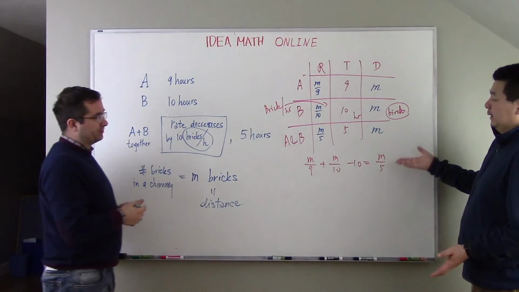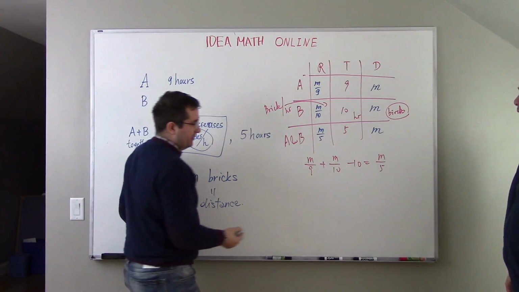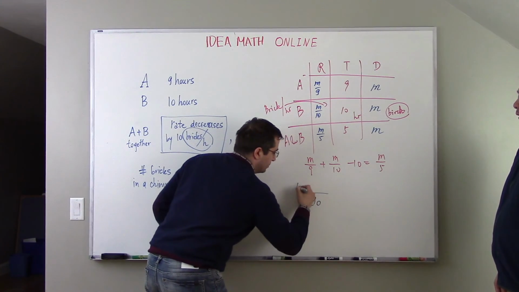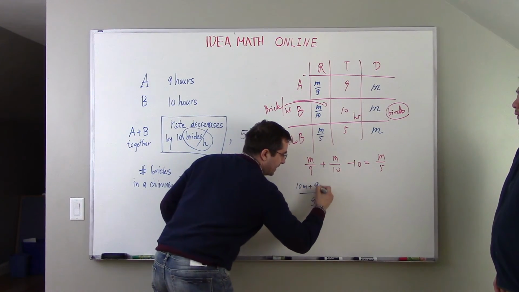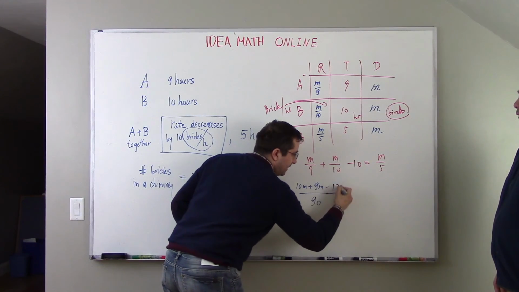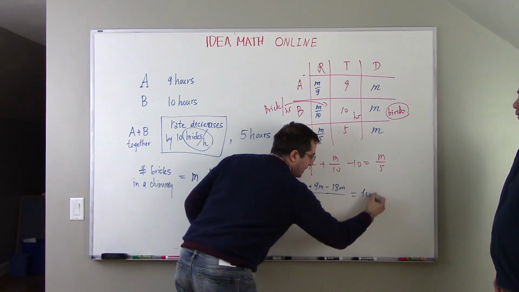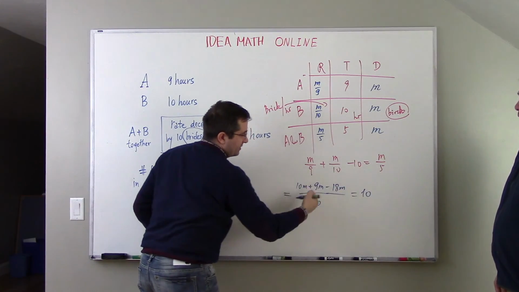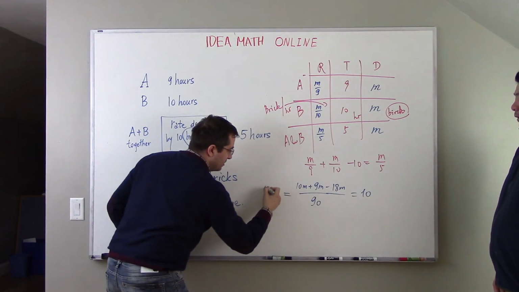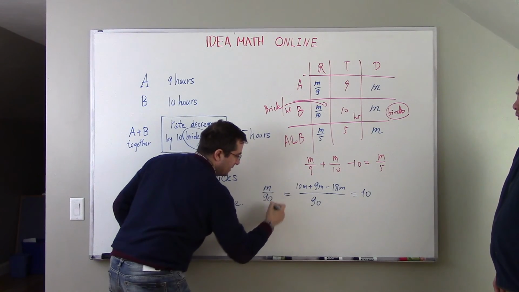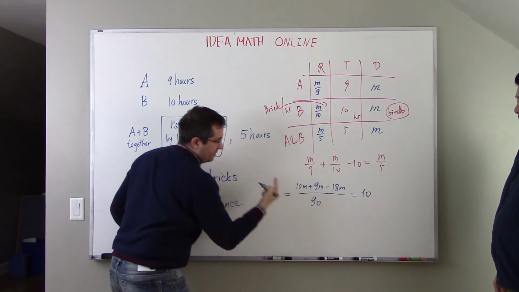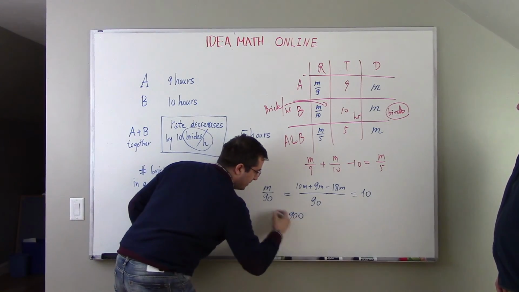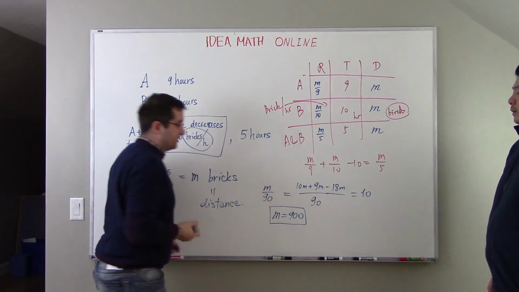So with this in mind, it's very easy to solve this equation. We have a common denominator of 90. So 10m plus 9m minus 18m is equal to 10. I brought m over 5 to this side and 10 to the other side. So m over 90, 19 minus 18 is 1. So m becomes 900. So we have 900 bricks in our chimney.